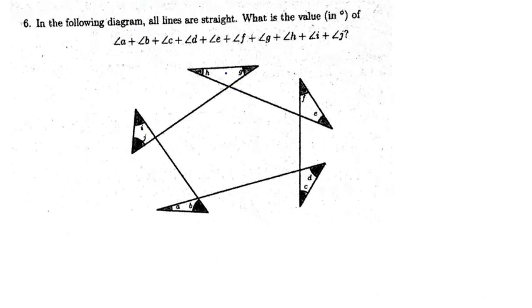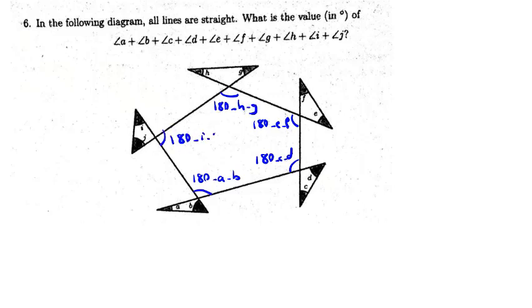Okay, so we want to find a plus b. So a plus b, if we consider this, it is 180 minus a minus b. It is 180 minus c minus d. 180 minus e minus f. 180 minus h minus g. 180 minus i minus j. So let me call this one, for example, t. Or we can write it with a small t.